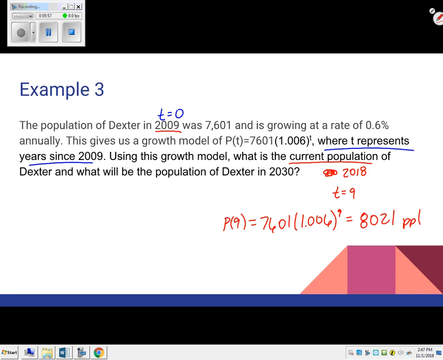I'm going to let you guys work the second part of this, where it asks for the population in the year 2030. Go ahead and find your t value, plug that in, and then hit play once you get done. T in that case is equal to 21, and we get 8,618 people.